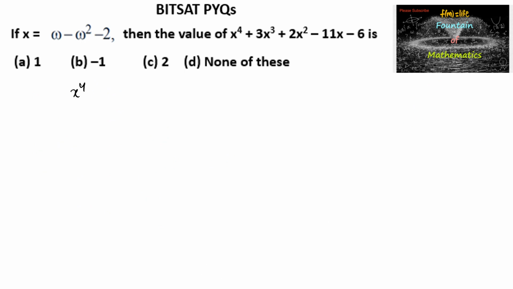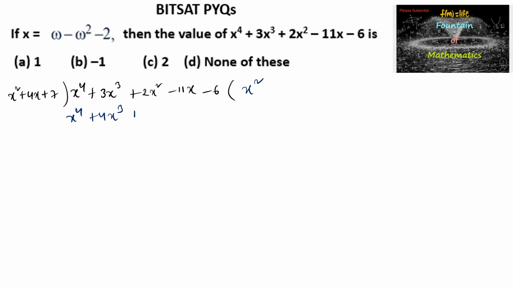So let's write x power 4 plus 3x power 3 plus 2x square minus 11x minus 6 divided by x square plus 4x plus 7. How many times x square is x power 4? x square times x square is x power 4, 4x times x square is 4x power 3, and plus 7x square. Subtraction: 3 minus 4 gives minus x cube, and again minus 5x square, minus 11x.